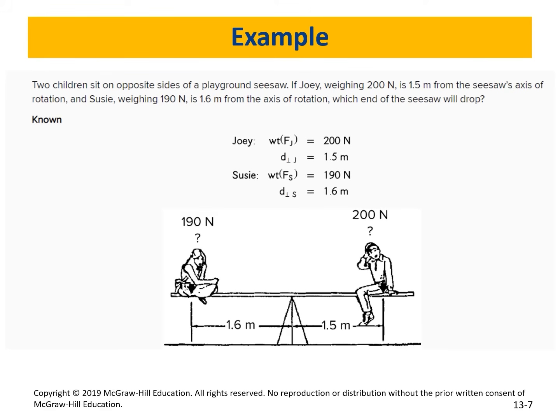You have forces, which are weights going down, and you have distances, and you know that the torque, or the tendency to rotate, is negative in the clockwise direction and positive in the counterclockwise direction.